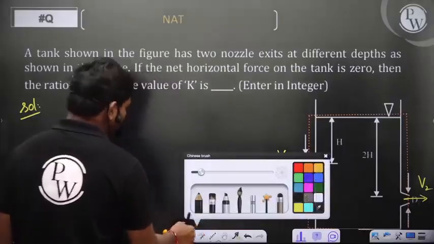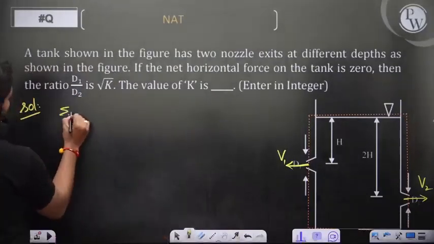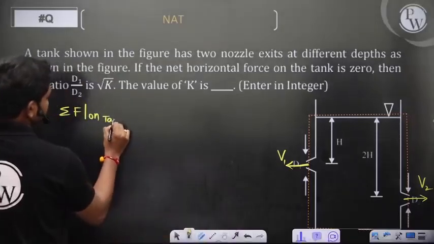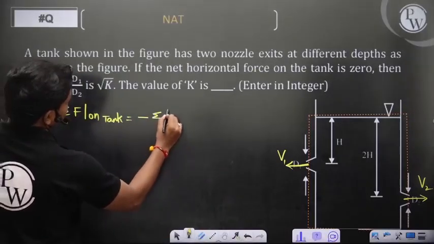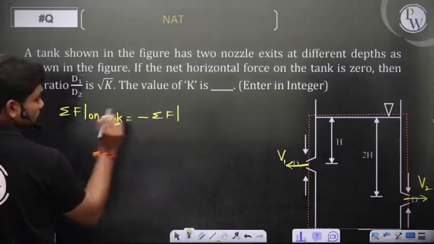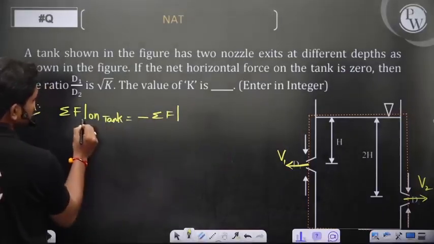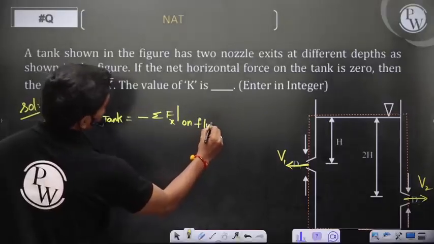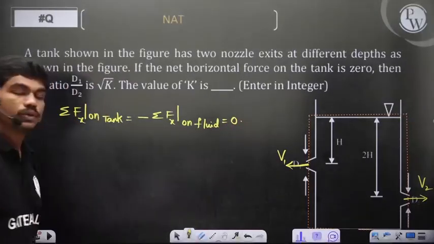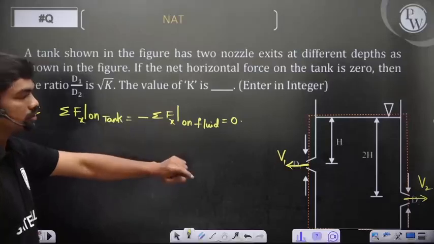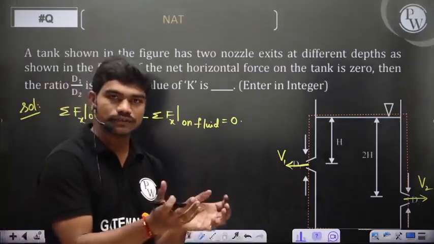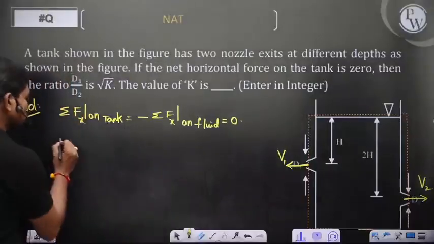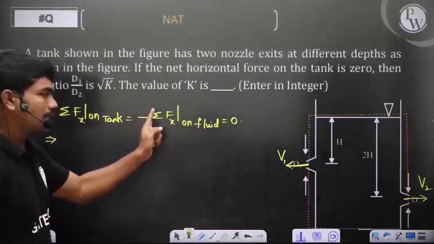Then if you apply this, sigma F on tank is equal to minus sigma F on fluid, of course in the x direction because both the things are in horizontal direction. So sigma Fx on tank is given as 0. Okay, so ये चीज पता है हमको. So net force acting on the tank is 0. So if net force acting on the tank is 0, then since fluid and tank are in contact with each other, net force acting on the fluid should also be 0 actually. Okay, so this implies what is the net force acting on the fluid actually?